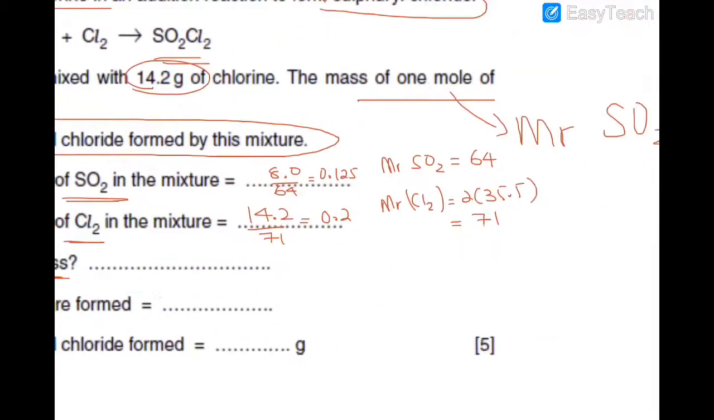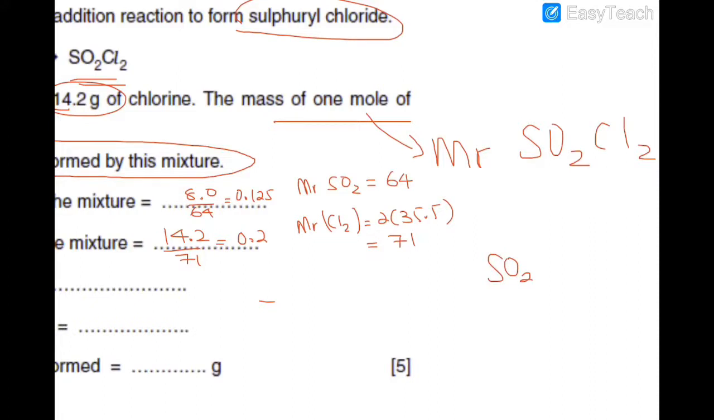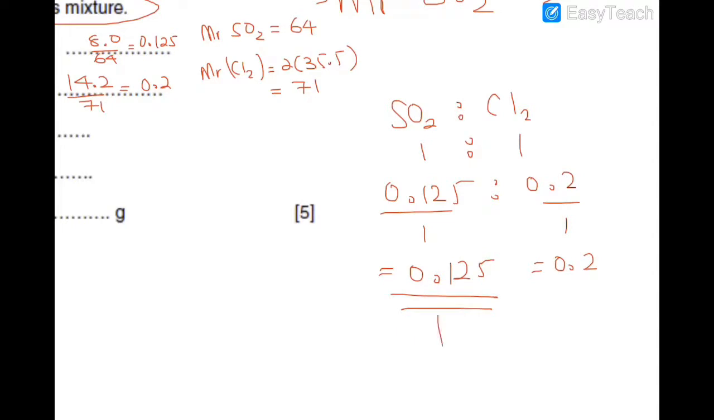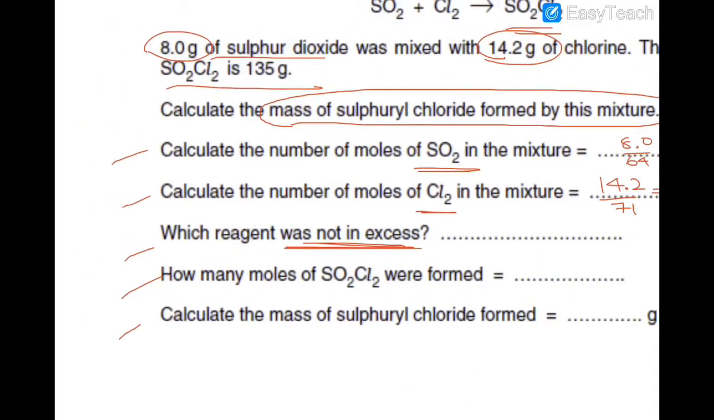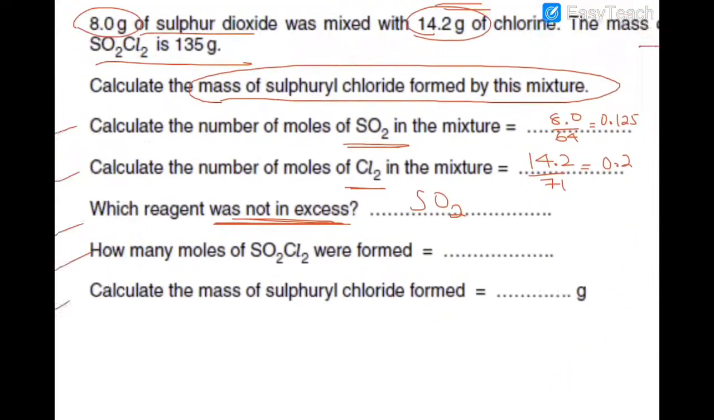Now, which reagent was not in excess? Be careful here. From the equation, it's 1:1. So SO2 is to Cl2, 1:1. So 0.125 is to 0.2. Divide by 1, so you would still get that same value. And from this, you see that this is smallest, which means that this is limiting. So SO2 is limiting, and which is not in excess means which one is limiting. So SO2 is not in excess.